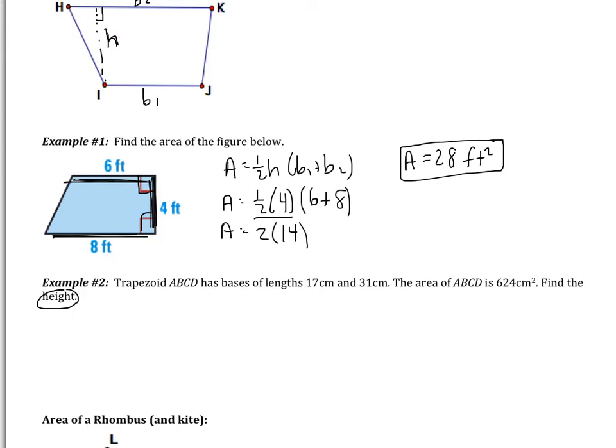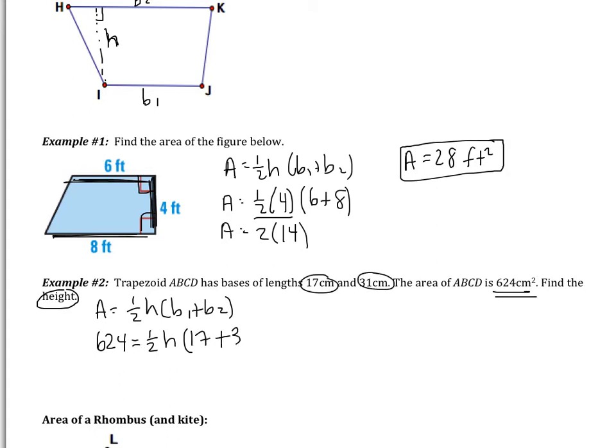Okay, let's see how we did. Remember that the area of a trapezoid is 1/2 height, base 1 add base 2. We are told the area is 624, so 624 is equal to 1/2 height. My bases are 17 and 31, so 17 add 31. This becomes 624 equals 1/2 height, 17 add 31, which is going to be 48.